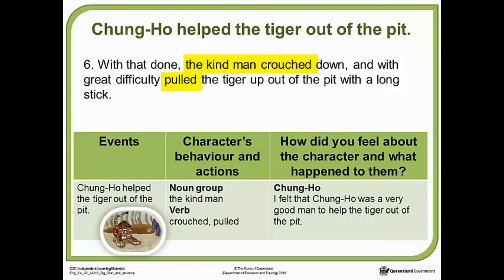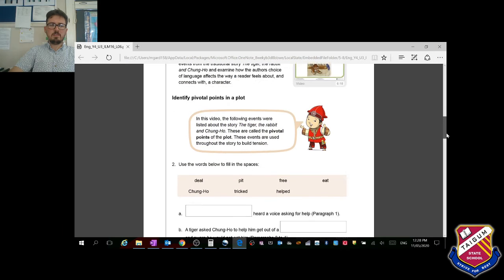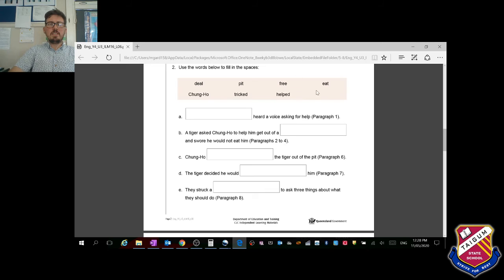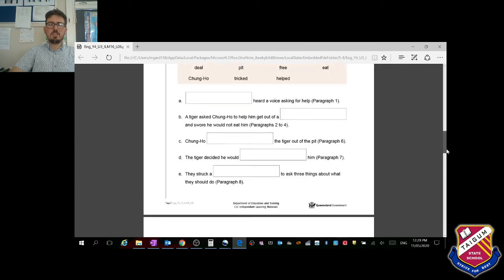You have to complete the rest of the work in your booklet. Next thing you need to do is put these words into the missing spaces here based on the video you watched. Pause and off you go.